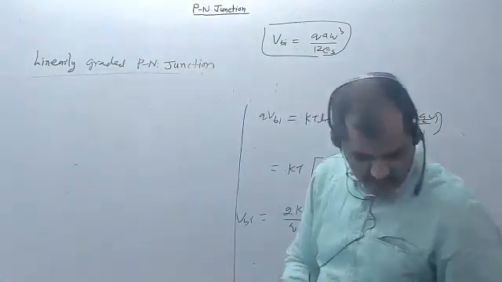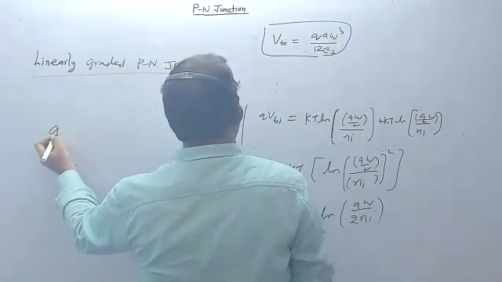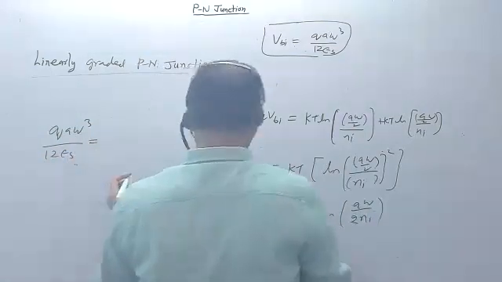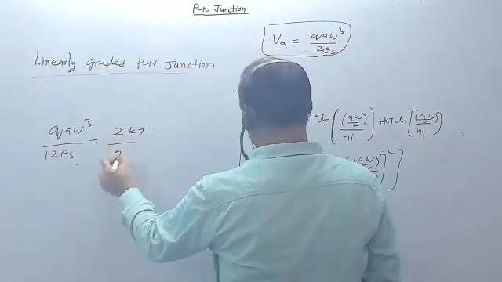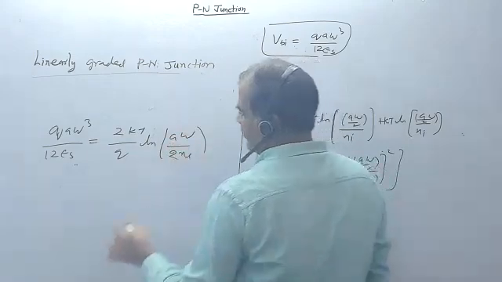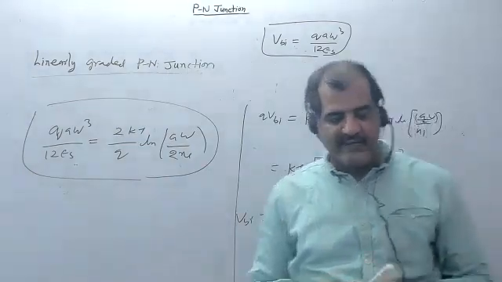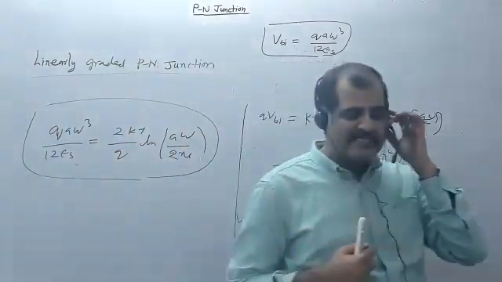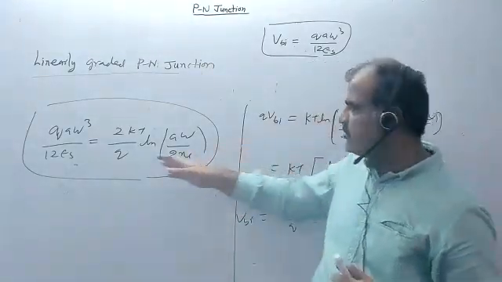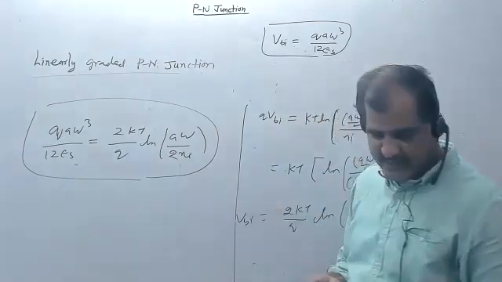सर, अगर हमको इसको सॉल्व करें, हमको डिप्लेशन विड्थ निकालनी है, तो इस केस के लिए क्या हो जाएगा? q A W q 1/2 ES इक्वल टू 2 kT बाय q ln(A W / 2 ni). ओके. तो हमको ये जो इक्वेशन है वो न्यूमेरिकली सॉल्व करनी पड़ेगी. इस केस में हम लोग डायरेक्टली एनालिटिकली सॉल्व करके विड्थ का फॉर्मूला नहीं निकाल सकते. जैसे हमने निकाला था ना पी जंक्शन में एब्रप्ट में, वैसे यहाँ पर विड्थ का फॉर्मूला निकलेगा नहीं. इस इक्वेशन को न्यूमेरिकली सॉल्व करना पड़ेगा. देन ओनली यू कैन फाइंड व्हाट इज द डिप्लेशन विड्थ.